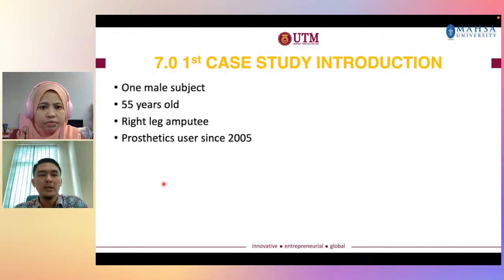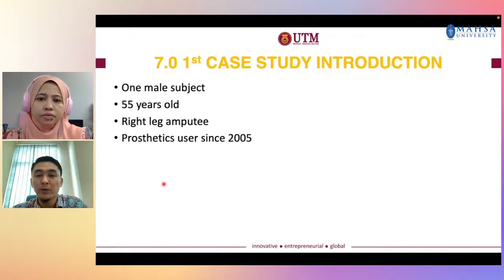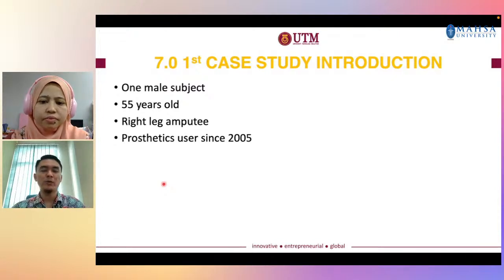Okay, and then we have one male subject coming from Johor Bahru. He is 50 years old. He got a right leg amputation due to an accident, and he has been a user since 2005. From 2005 until 2020, he used the conventional prosthetic leg. When I asked the subject why he didn't buy a new prosthetic, he replied he didn't have enough money. The previous one he got from the Baitumal, which is a donation from Baitumal. So to purchase a new one, he cannot afford it.